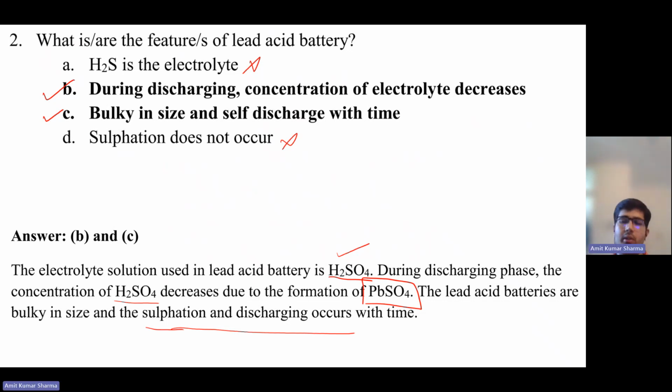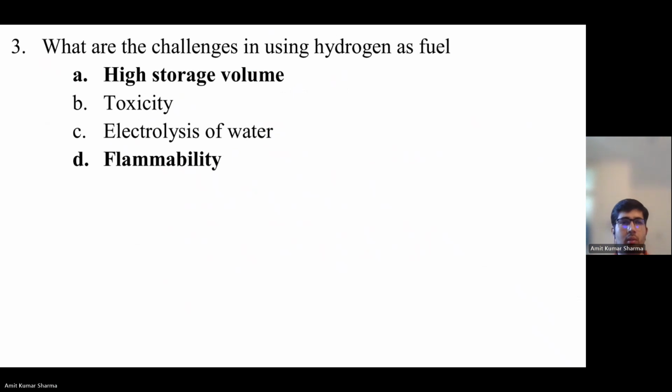Okay, let's go to question number 3. What are the challenges in using hydrogen as fuel? Option A, high storage volume, toxicity, electrolysis of water, and flammability. Let's go through the options and let me know the answer.